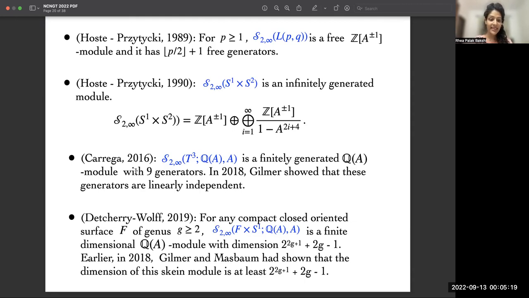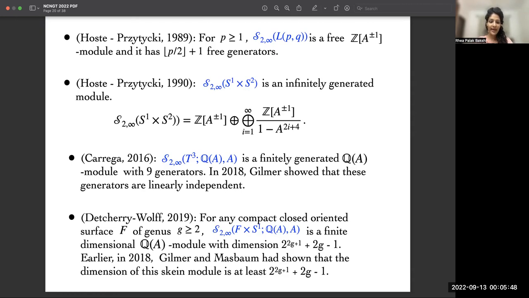And then in 2019, Cherry and Wolf computed the KBSM of a compact closed oriented surface times an interval, where the genus of the surface is greater than or equal to 2. They showed that it's finite dimensional over the field of rational functions with dimension 2 raised to 2g plus 1 plus 2g minus 1. And earlier, Gilmer and Masbaum had shown that this is a lower bound of the dimension of the KBSM.